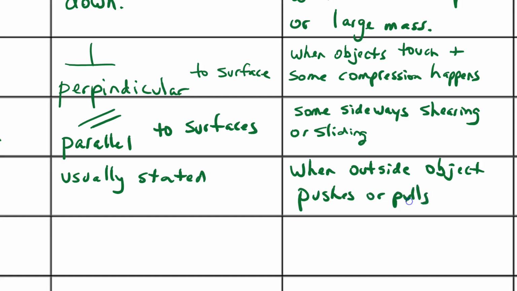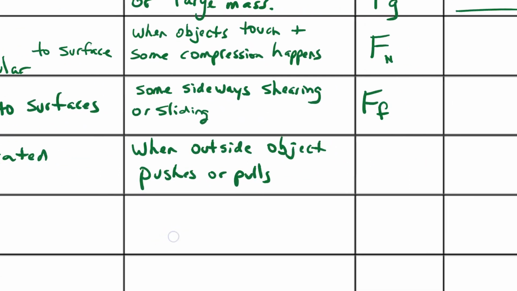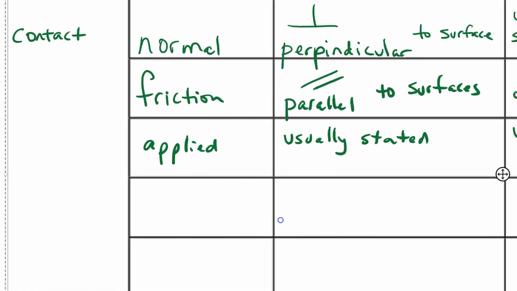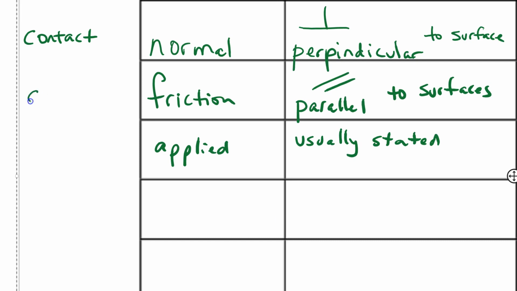We'll do some examples and you'll see these ones. The symbol that we usually use for this is FA for applied. And I don't think there's going to be a formula for this because it's just going to be stated. Here is an applied force. Go back over here. This is a contact. Friction, there's got to be contact because of the surfaces. For applied, it's a contact force because there's some object that's pushing on it.